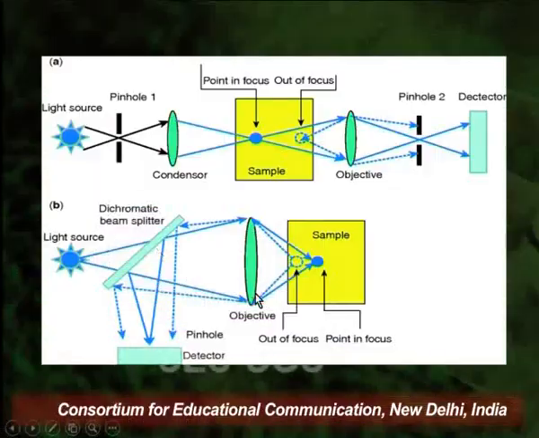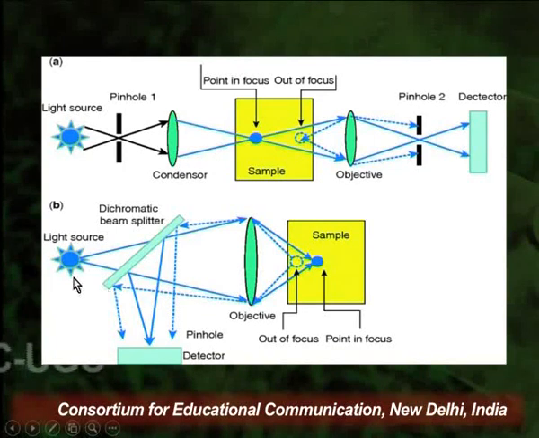in case of confocal microscopy, the specimen is irradiated in a point-wise fashion in a serial manner, and the specimen detail irradiated is measured point by point as well. So this is the comparison between a normal microscope and a confocal microscope.